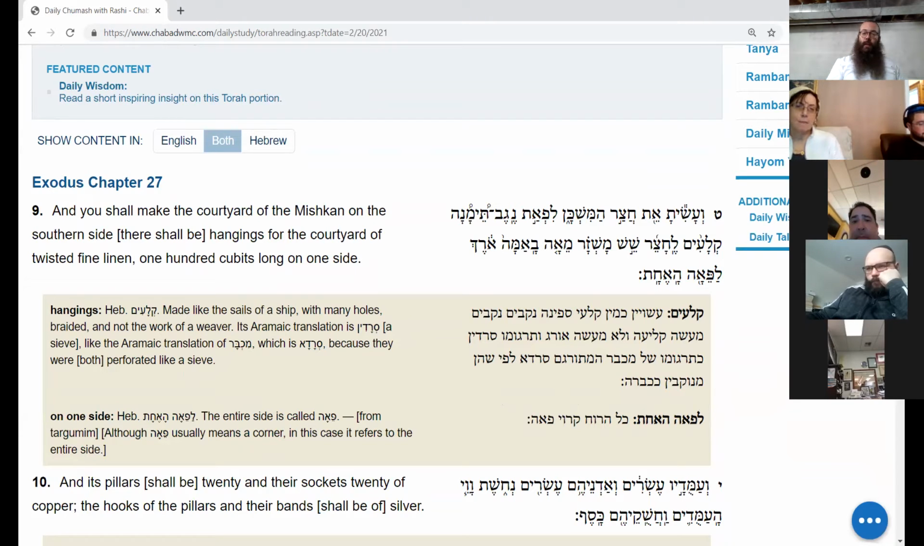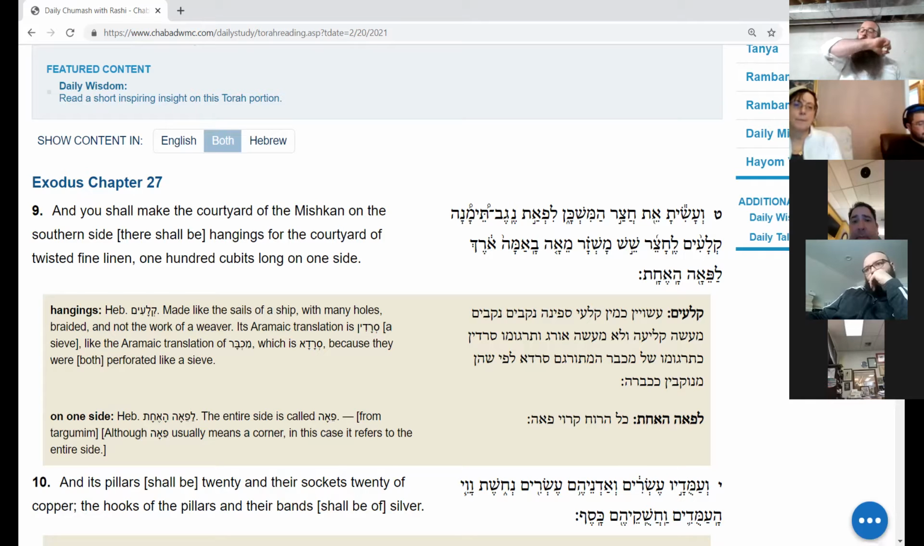What should they be made out of? Remember, a lot of the stuff we learned about has to be made of wool and 3 different colors. Not here. He says, no, not this netting, not this screen. It should just be made out of twisted fine linen, just the linen threads is what the screen on the wall of the courtyard was made out of.